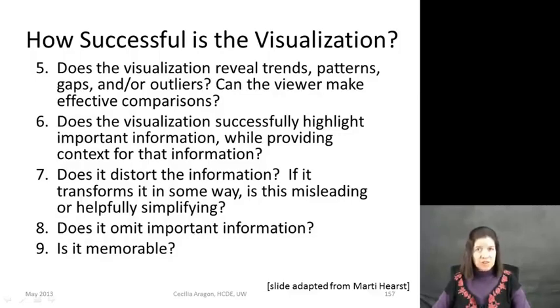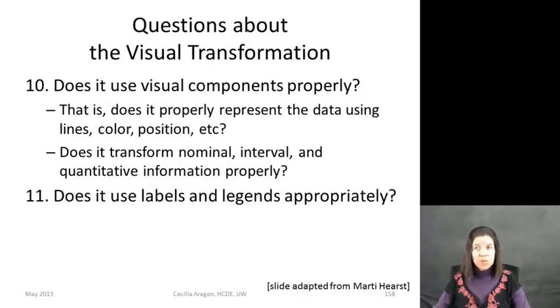Does it omit important information? Is it memorable? Does it use visual components properly? That is, does it represent the data using lines, color, position, etc., as we discussed in the earlier lectures? Does it transform nominal, interval, and quantitative information properly? And does it use labels and legends appropriately?